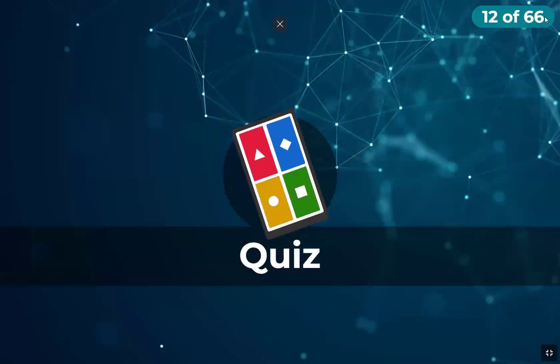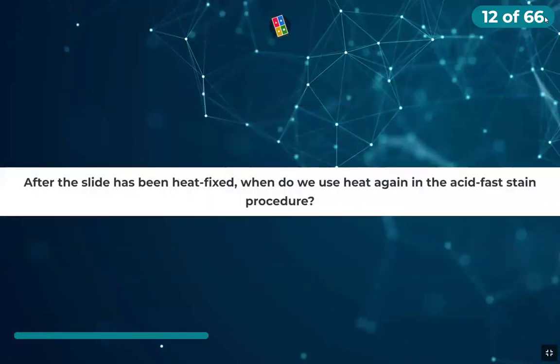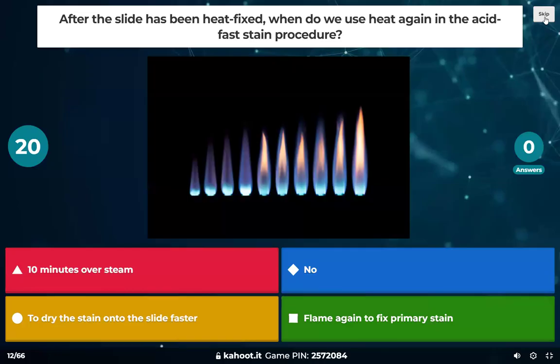All right. After the slide has been heat fixed, when do we use heat again in the acid-fast stain procedure?